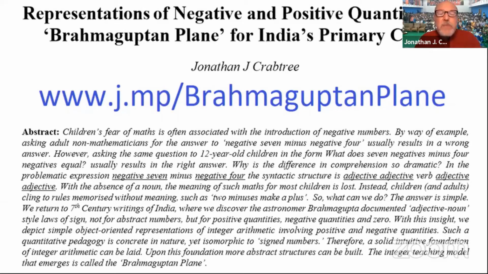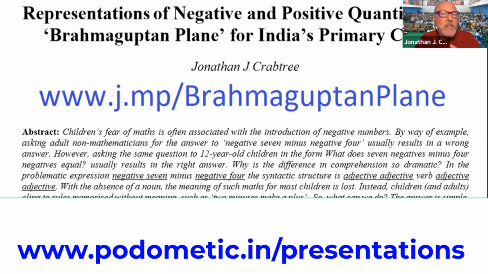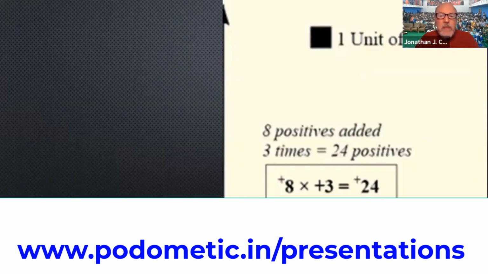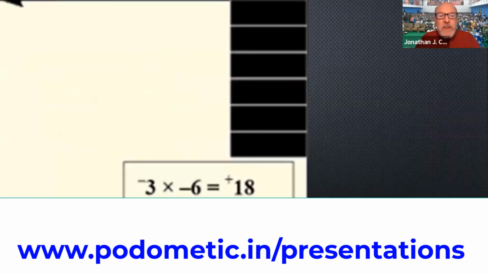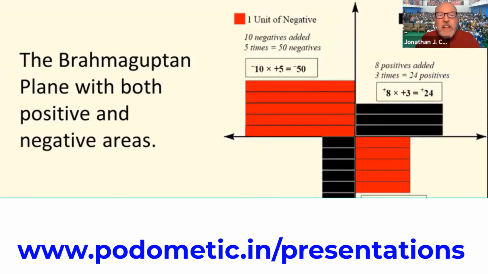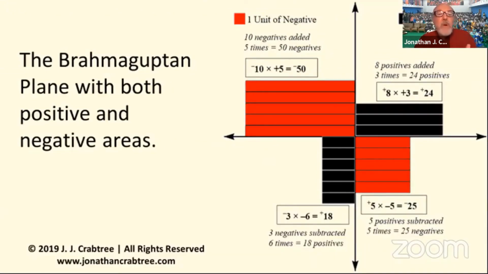And all of these things become very intuitive for children when we correct the foundations that were broken, typically in Europe. So I'm going to just whiz through these. I'll make available this PowerPoint presentation to people who choose it. But here we can see the Brahmaguptan plane in the 4 quadrants, and it's a very, very simple concept.